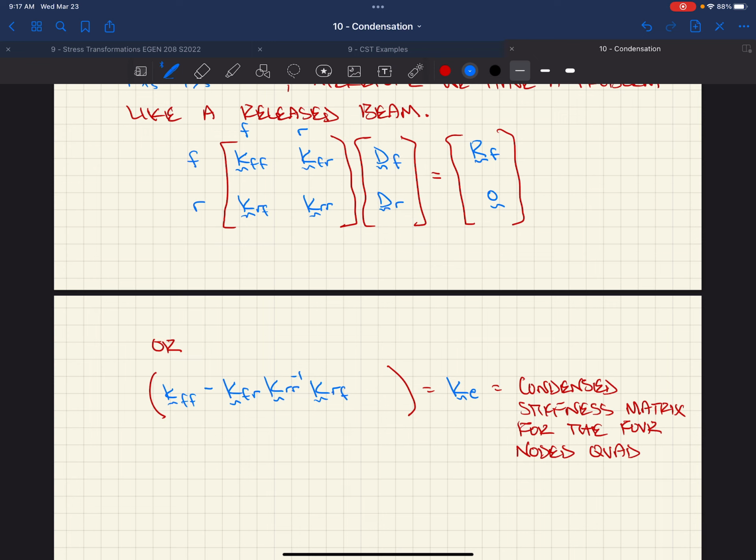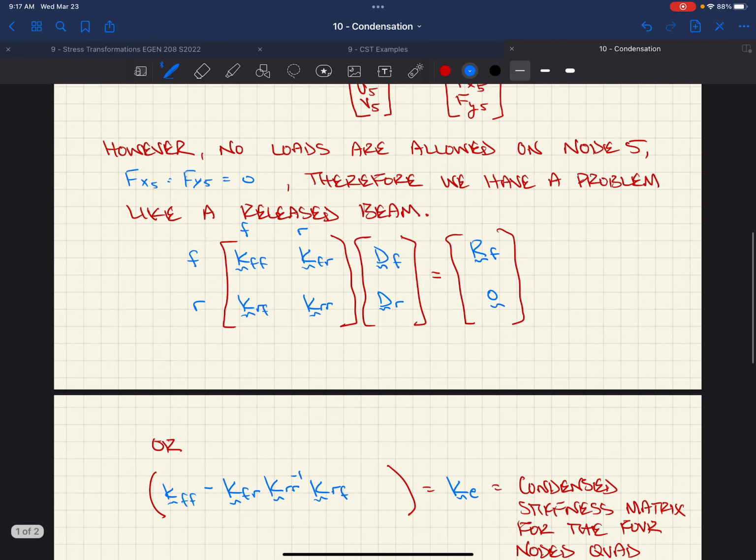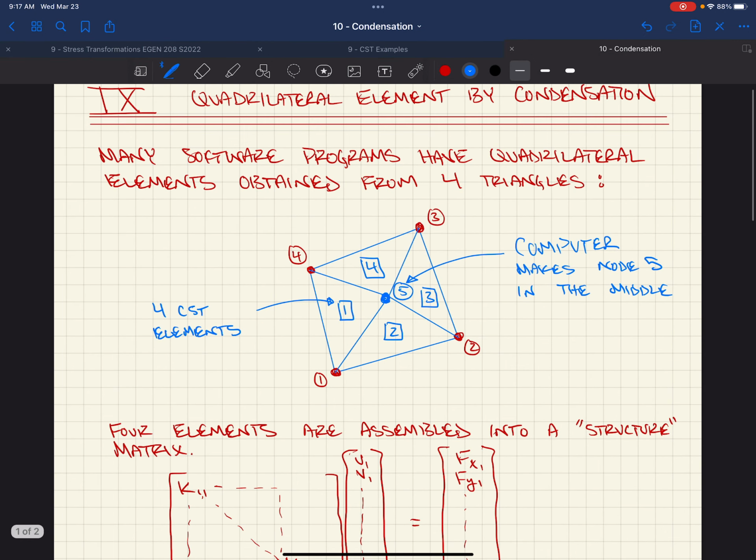Assuming we don't have any loads, right? We released the ability for node 5 to have any loads. It's truly going on in the background, okay? We're saying that you can't have any forces on it. All the forces we're going to associate are with these 4 nodes. The reason it doesn't have any force is because it's just for continuity. It's a way of creating triangular elements from a 4-noded element.